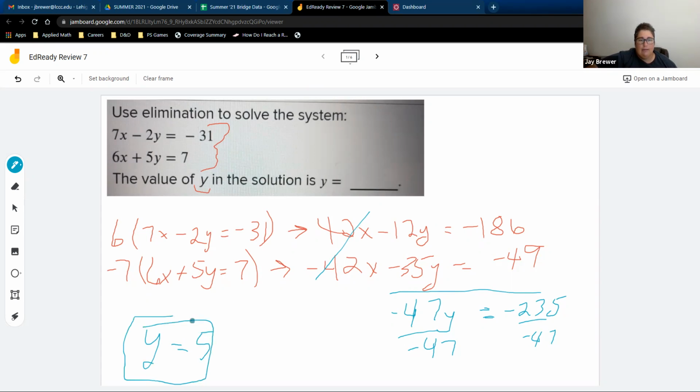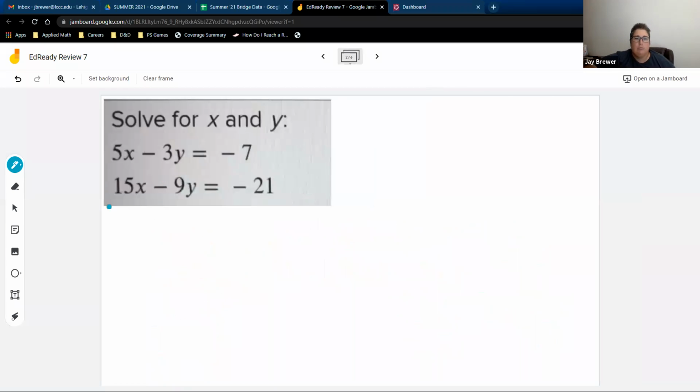If you wanted to know the x, you then would just plug the y in for either equation 1 or 2, solve, and you would get the x. But in this case, they just wanted the y. So there it is. Right, let's keep rolling.